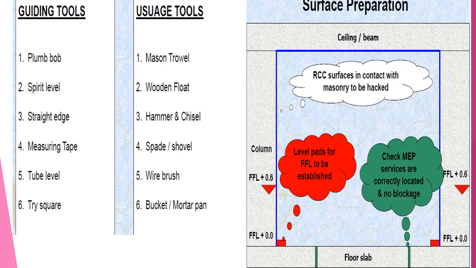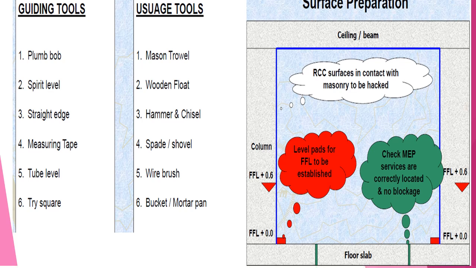Tools: plumb bob, spirit level, straight edge, measuring tape, tube level, square. Usage tools: mason trowel, wooden float, hammer and chisel, spade and shovel, wire brush, bucket, mortar pan. Surface preparation: the following things are mandatory. You have to have the finished floor level, where the lintel has to be located, MEP services, etc. Level pads for FFL to be established.